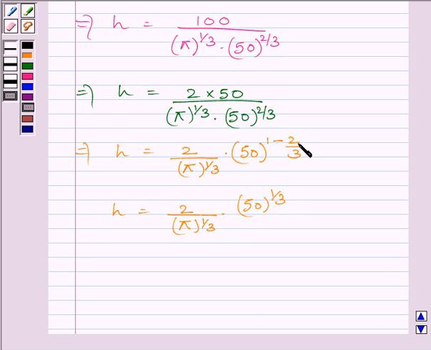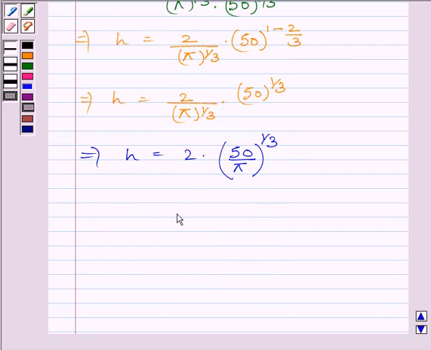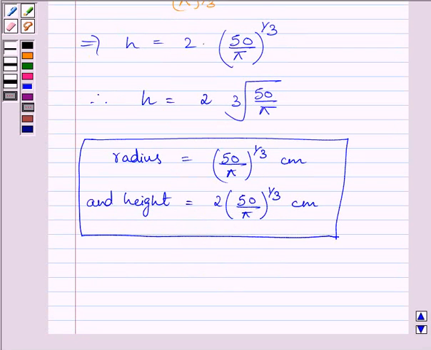You know 1 minus 2 upon 3 is equal to 1 upon 3. Now we can write it as h is equal to 2 multiplied by 50 upon 5 raised to the power 1 upon 3. This is further equal to 2 multiplied by cube root of 50 upon 5. So for the surface area to be minimum, these are the required dimensions for radius and height.